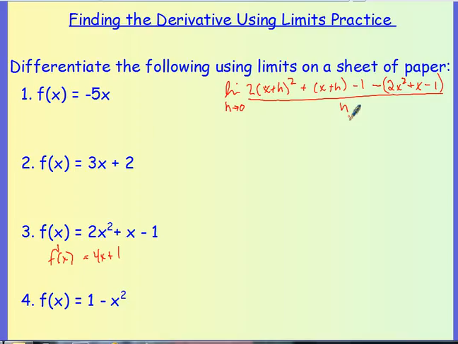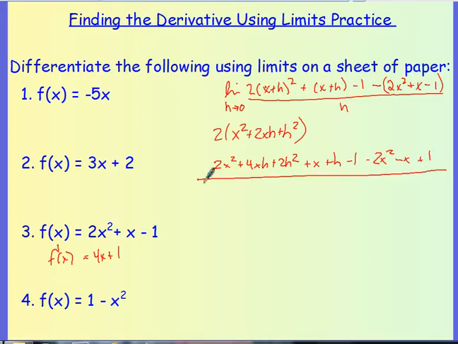Was that your problem? No? You're good with that? All right, so first of all, I know x plus h squared. I'm going to lengthen this out even though I don't have to. That 2 I haven't touched, but I know this is going to be x squared plus 2xh plus h squared. When I distribute, it'll be 2x squared plus 4xh plus 2h squared. Drop this down: plus x plus h minus 1, minus 2x squared minus x plus 1, over h. Right?